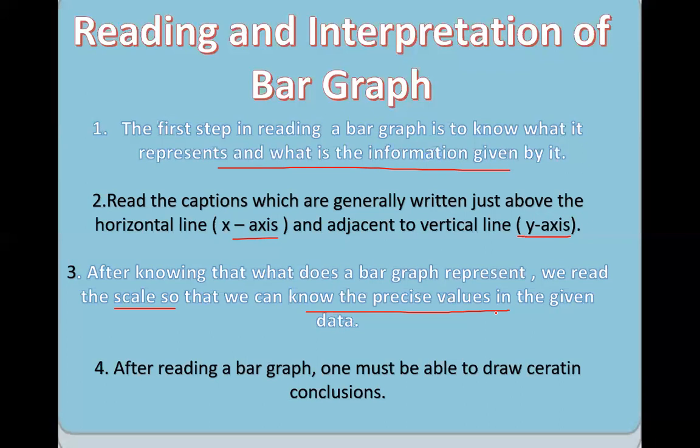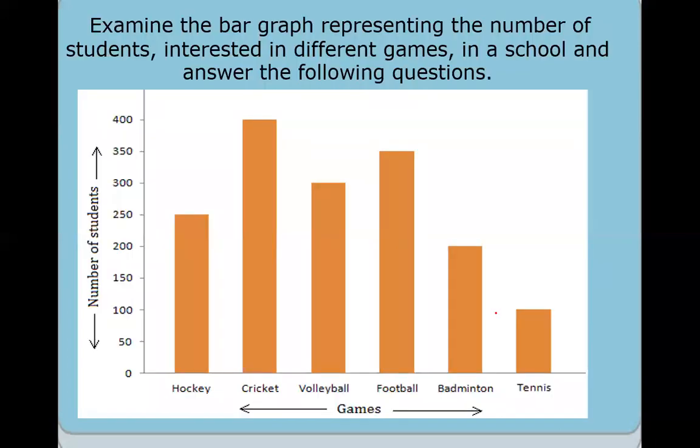Now let's have a look at an example so that it will be clearer to you. The first example is to examine the bar graph. Firstly, you have to read the bar graph. So we are reading it. It is representing the number of students interested in different games. Here we can see that the bar graph gives the information that we have a number of students and they are interested in different games in a school.